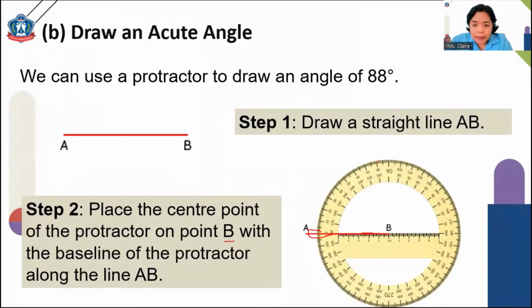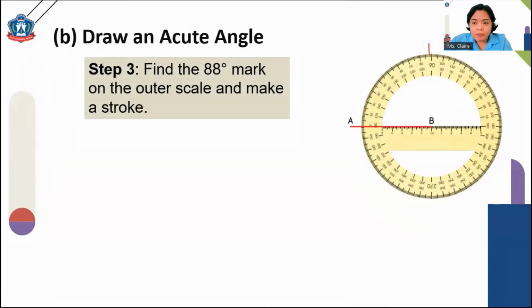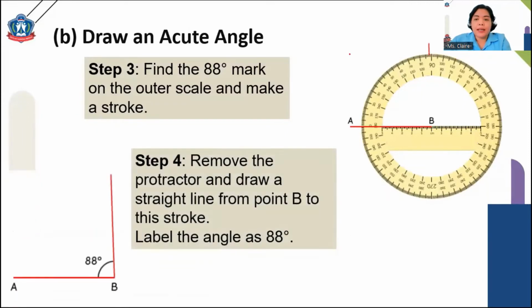Then 88 is around here, below 90 is here. It's around here. Take a look. After that, find the 88 degrees mark on the outer scale and make a stroke. Then connect it to the user roller. You make a straight line here later on.